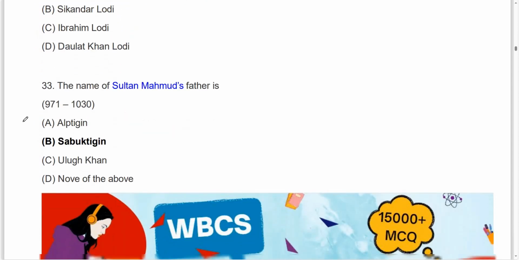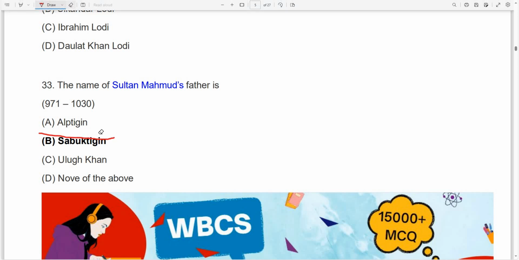Moving on to the next question, the name of Sultan Mahmud's father was Shabuktijin. Alaptijin and Shabuktijin, we have talked about it a lot.